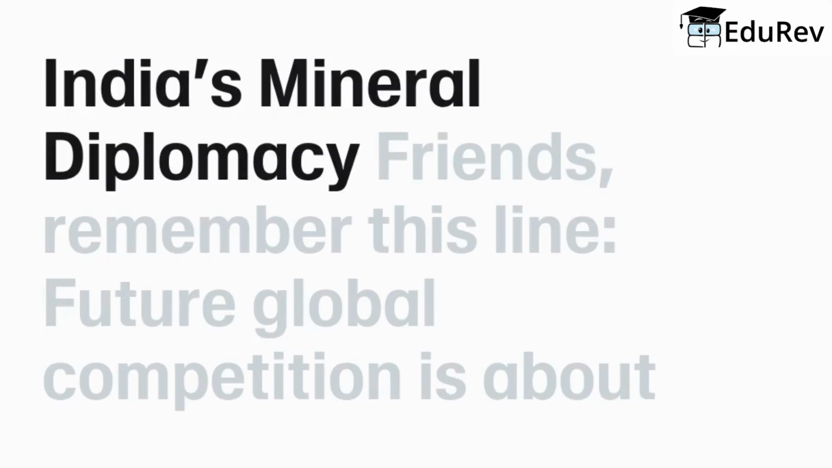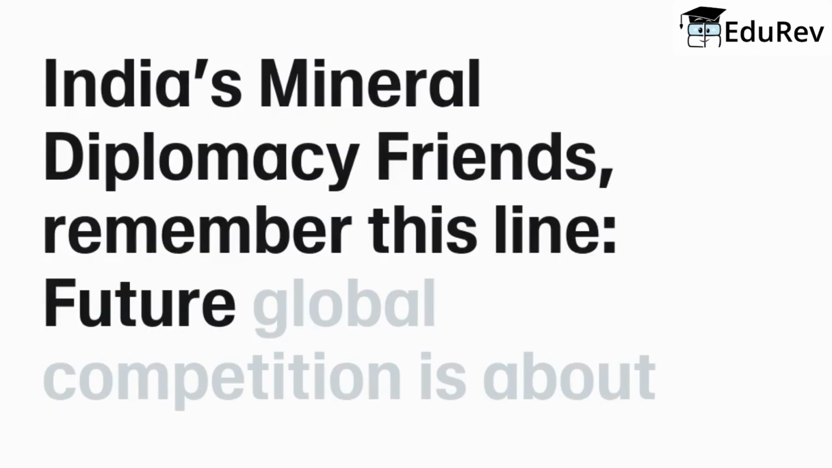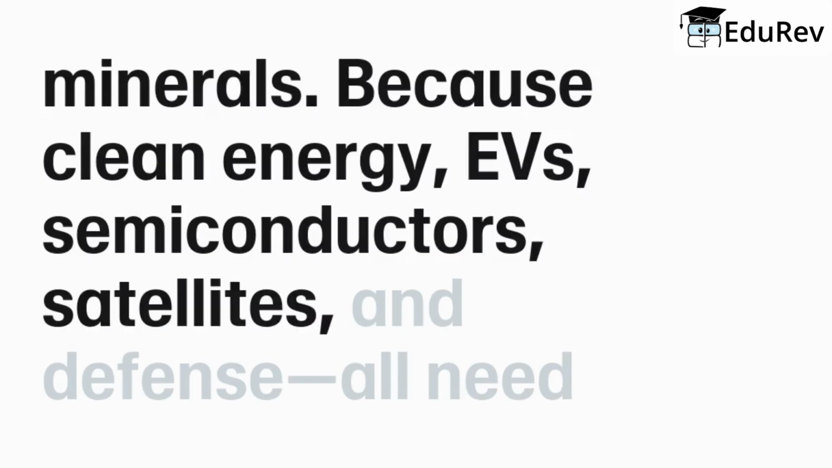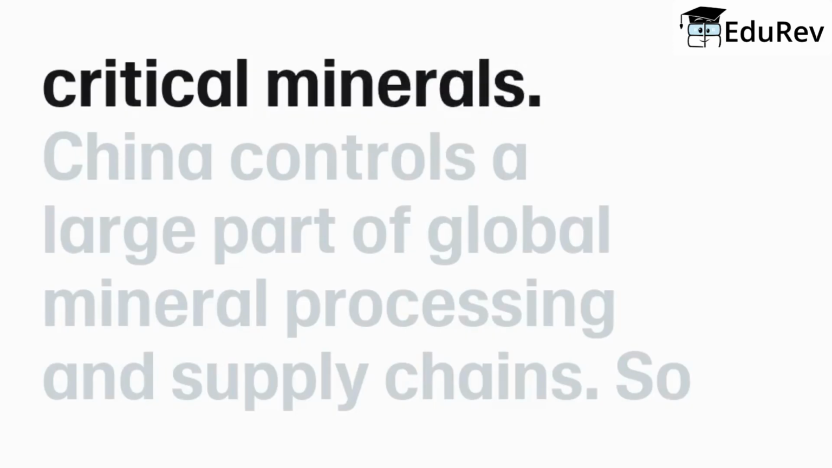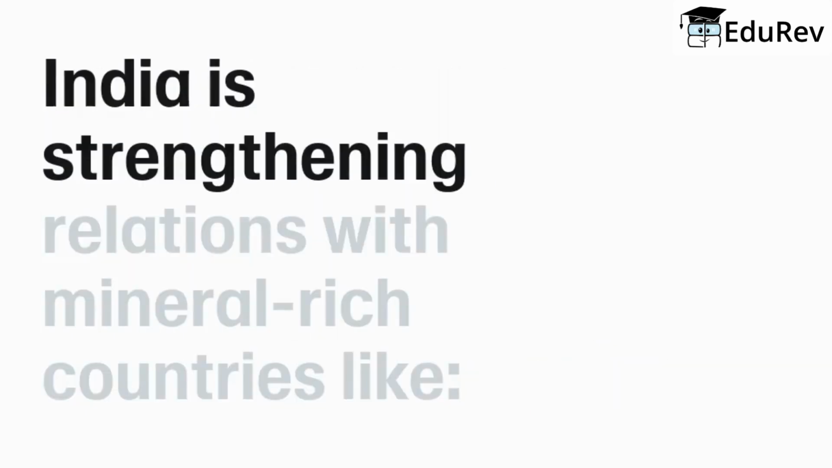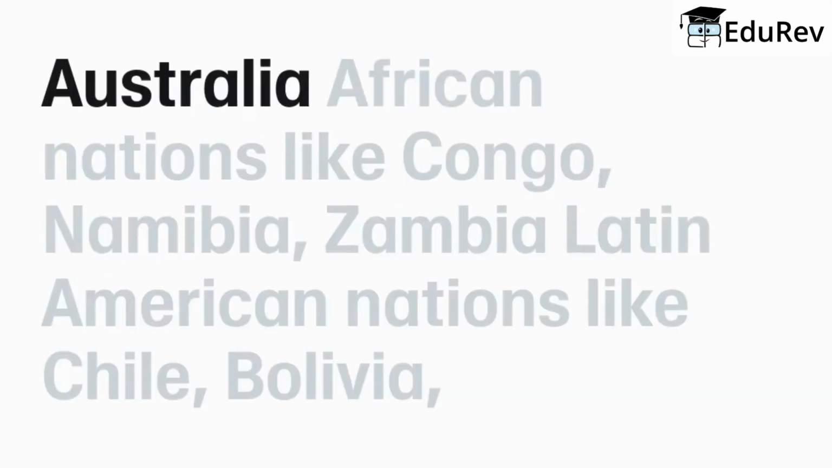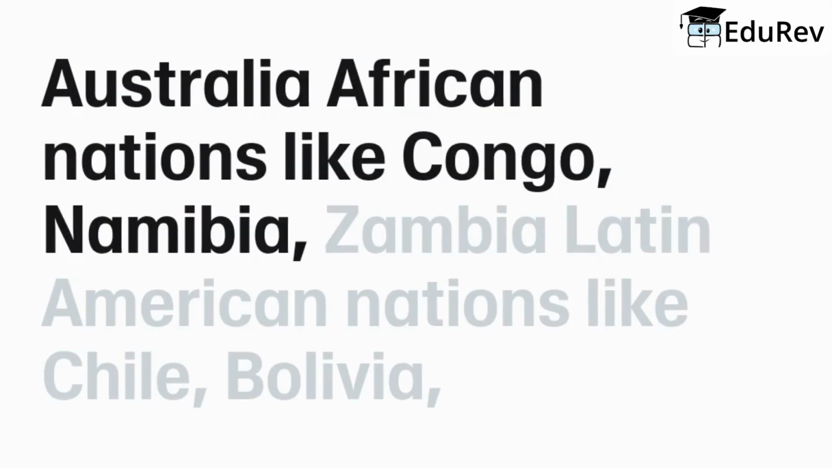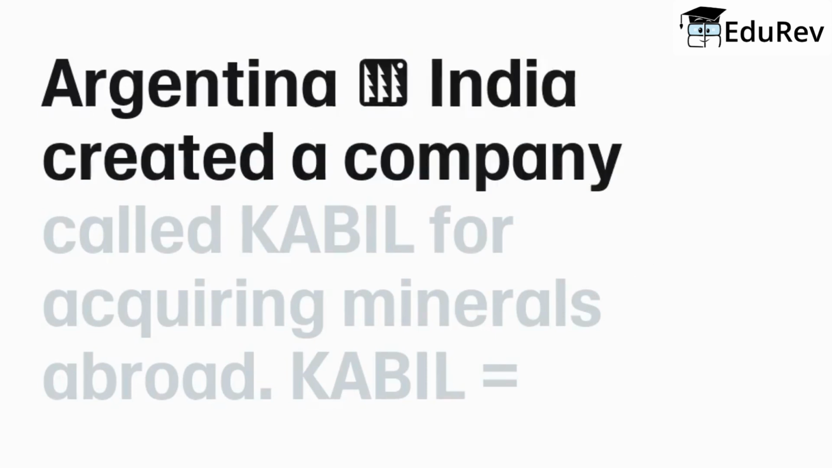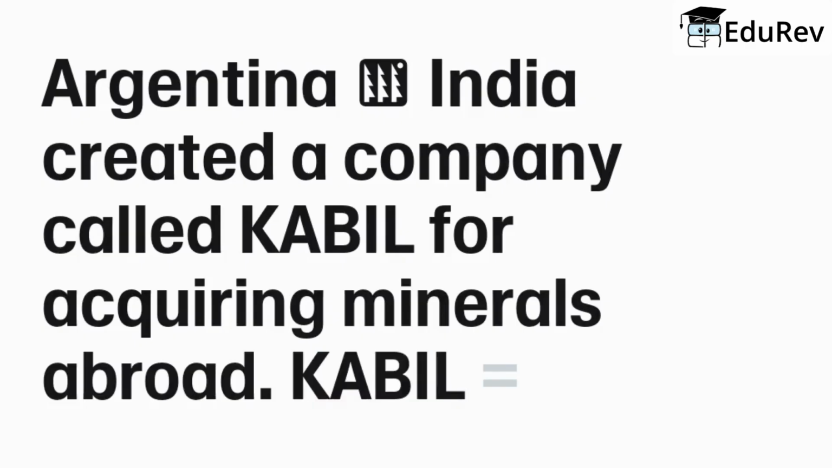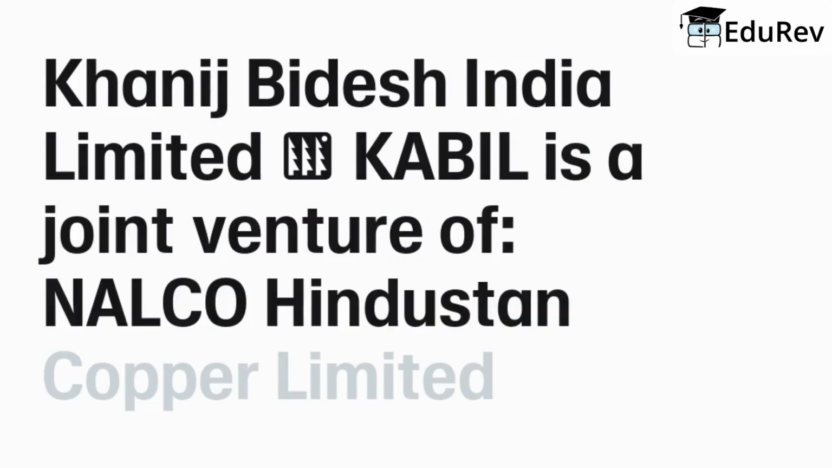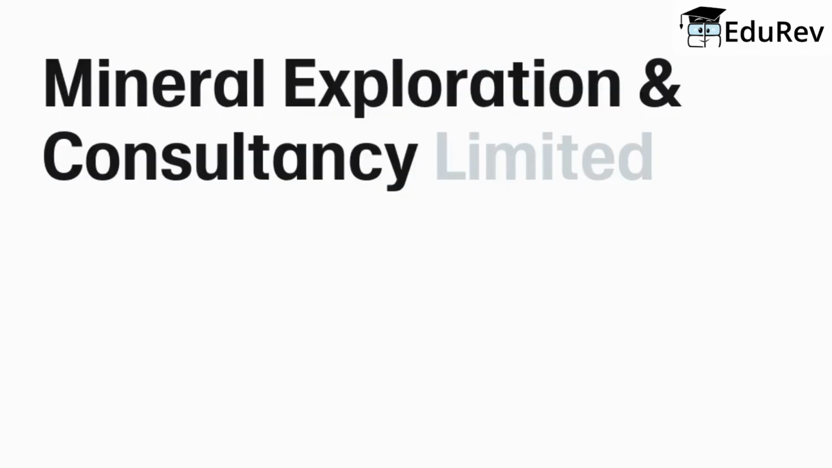India's mineral diplomacy. Friends, remember this line. Future global competition is about minerals. Because clean energy, EVs, semiconductors, satellites, and defense all need critical minerals. China controls a large part of global mineral processing and supply chains. So India is strengthening relations with mineral-rich countries like Australia, African nations like Congo, Namibia, Zambia, Latin American nations like Chile, Bolivia, Argentina. India created a company called KABIL for acquiring minerals abroad. KABIL equals Khanij Bidesh India Limited. KABIL is a joint venture of NALCO, Hindustan Copper Limited, Mineral Exploration and Consultancy Limited.